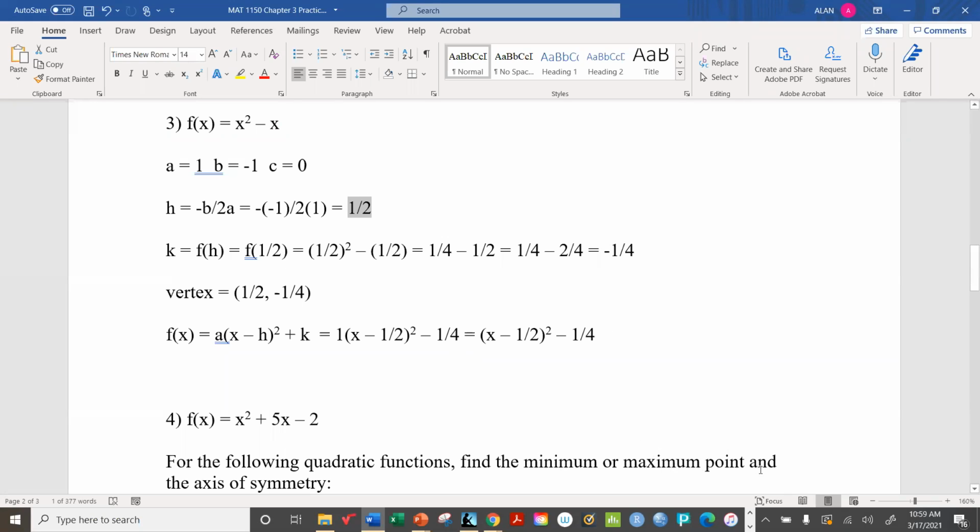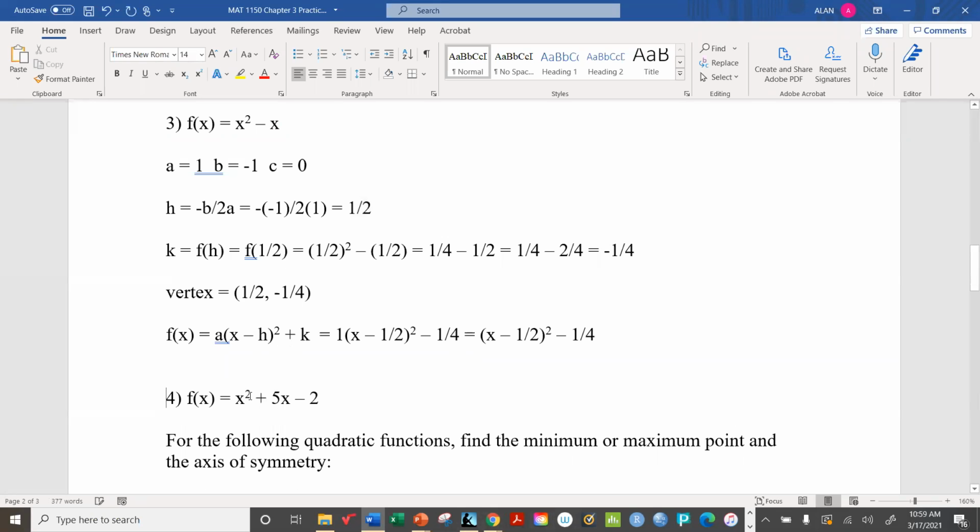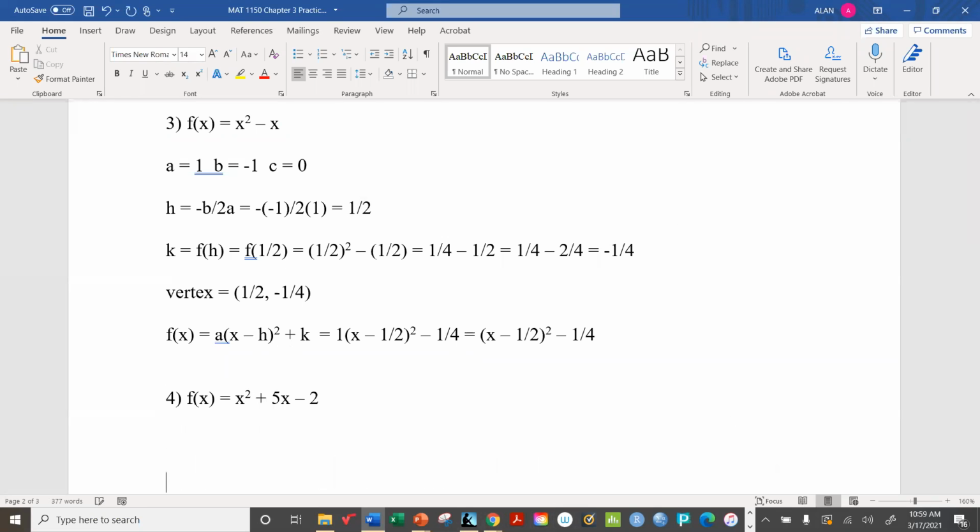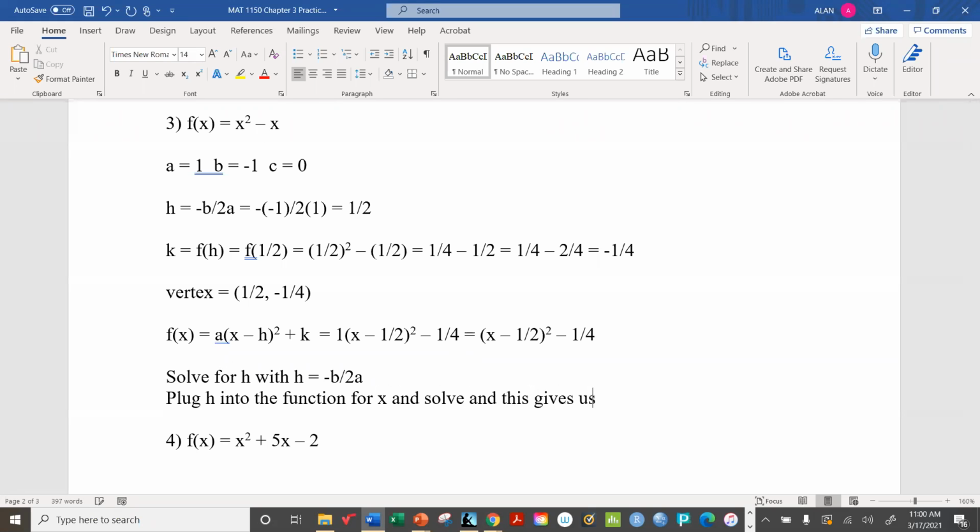All right, let's just do one more. Go ahead. It's solve for H, plug H in to get K. Those are the two steps. That's literally all you're doing. In fact, if you want to reduce this to English, just solve for H with H equals negative B over 2A, which you know what that means. And then plug H into the function for X and solve. And you're done. And this gives us K. That's all you have to do.